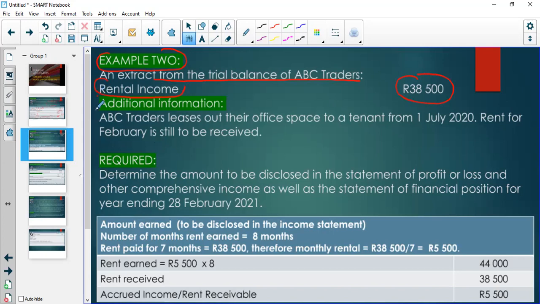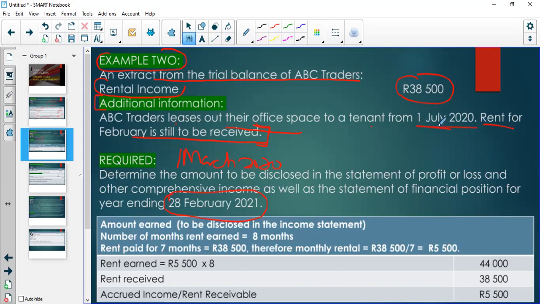But if we go to additional information, we are told that ABC Traders leases out their office to a tenant from 1 July. Rent for February is still to be received. So we haven't received rent for February, right? And so what we have is a year ending 28 February 2021. So our year started on the 1st of March 2020. So every rent earned from the 1st of March 2020, whether received or not, is going to be included. So during this current year, it's starting from 1 July, right?